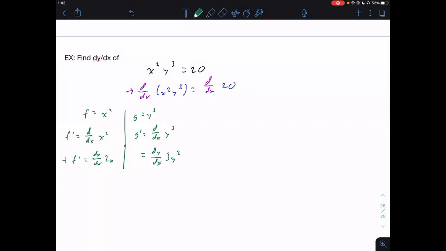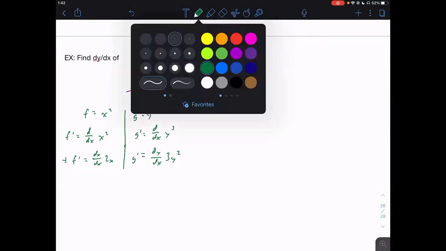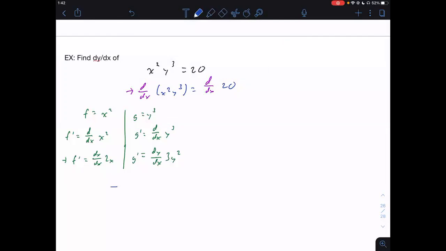Okay, so now we have f and g, and f prime and g prime here. So now let's set up that product rule like we have done before. I'll just rewrite this here.